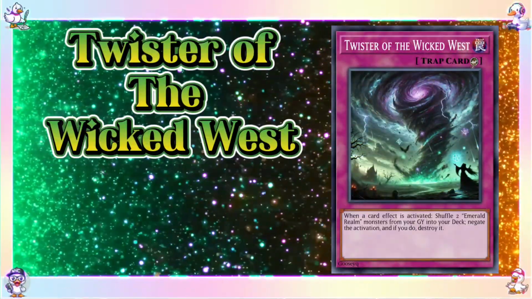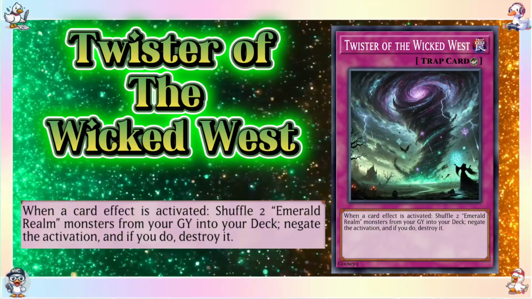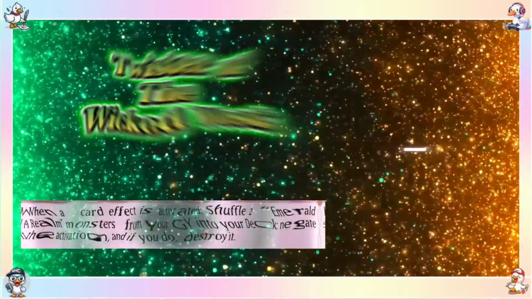Closing out the deck, we have the counter trap card, Twister of the Wicked West. When a card effect is activated, shuffle 2 Emerald Realm monsters from your graveyard into the deck, negate the activation, and if you do, destroy the card.